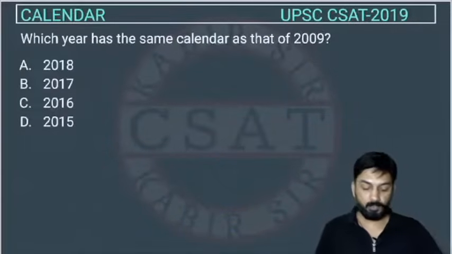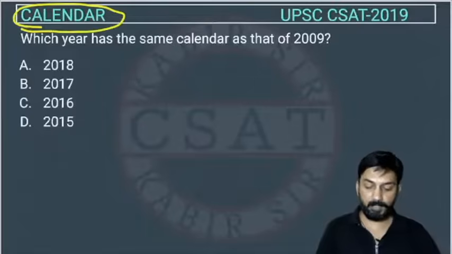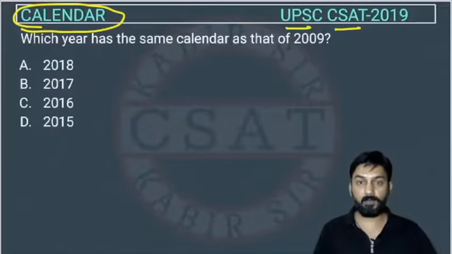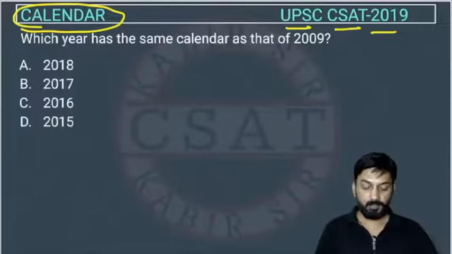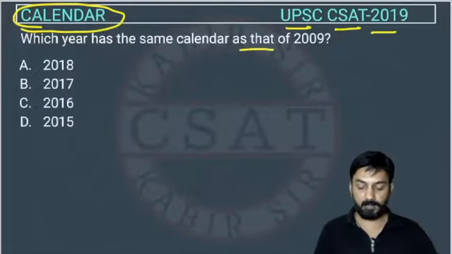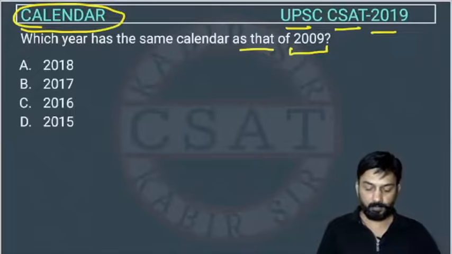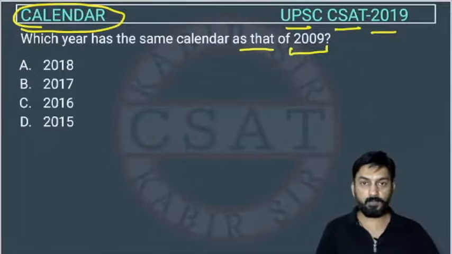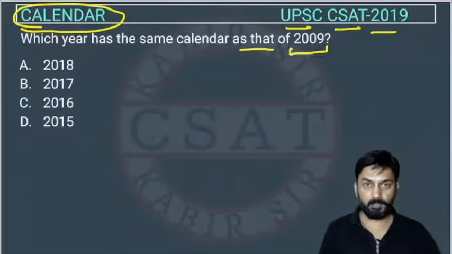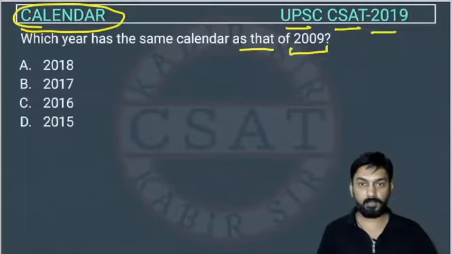Okay. So this is a question from the calendar chapter asked by UPSC in the CSAT paper of 2019. Which year has the same calendar as that of 2009? So which year's calendar will be the same as that of 2009? So this is a question. So this is only a conceptual question. There is one thing, if you remember, then you can solve this question in just seconds.